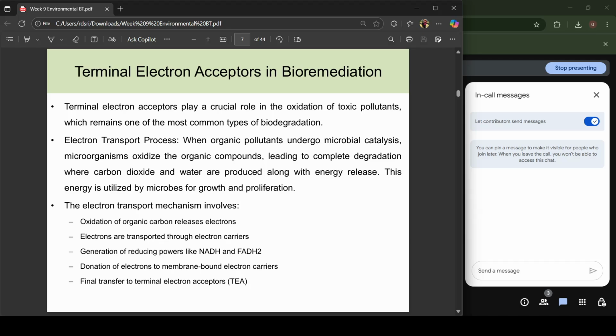The mechanism of this electron transport goes like this: first, the oxidation of organic carbon releases electrons, and these electrons are transported through electron carriers. We also have generation of reducing powers like NADH and FADH2. From there, the donation of electrons to membrane bound electron carriers happens, and then the final transfer to the terminal electron acceptor. So this is how the electron is transferred from the substrate to the terminal electron acceptors through electron carriers and reducing powers.